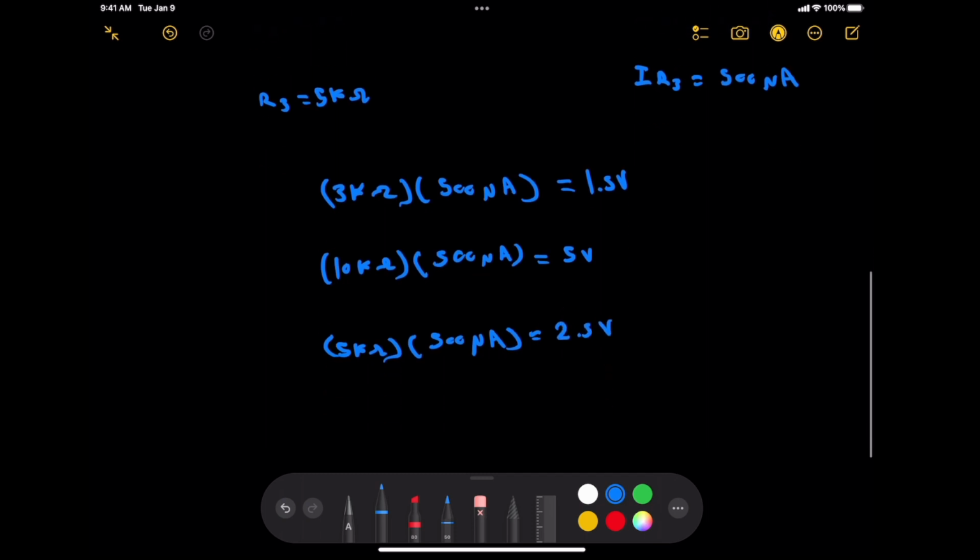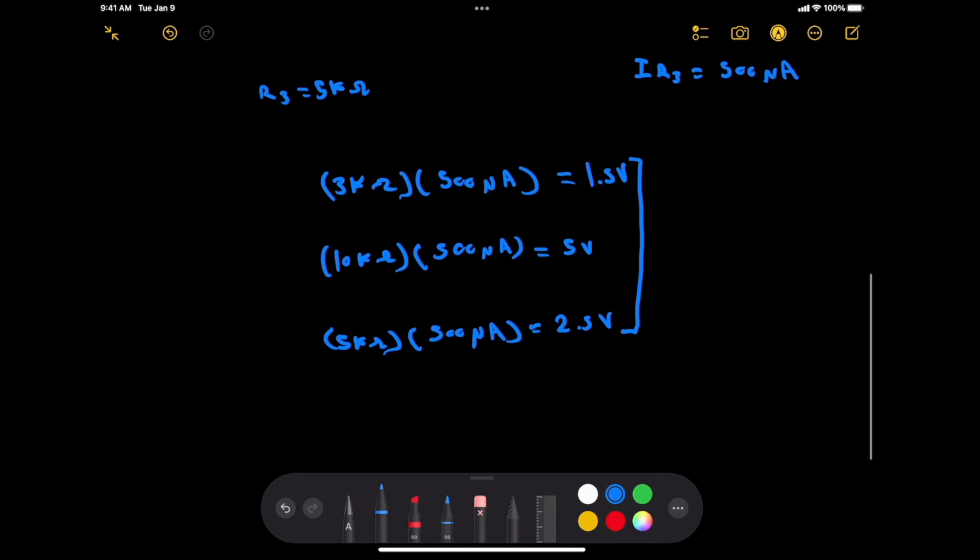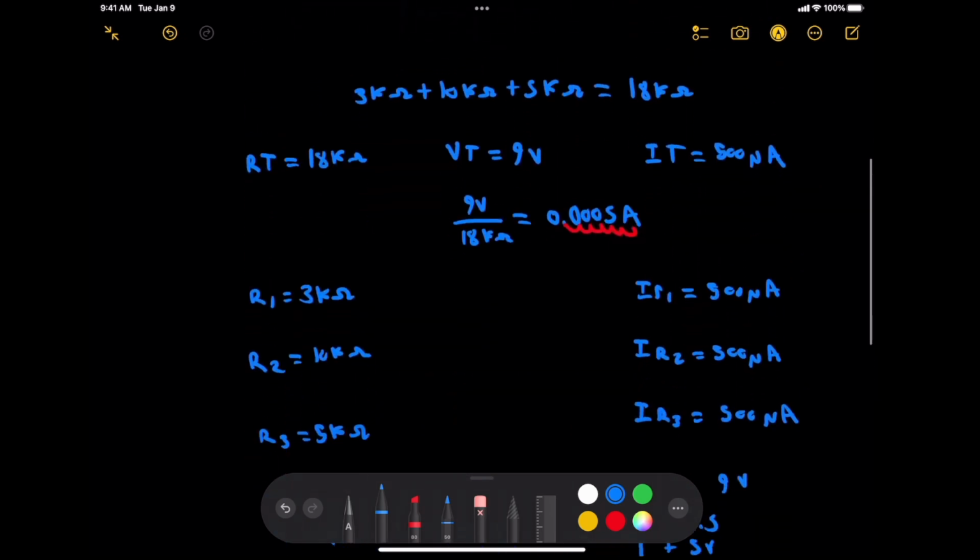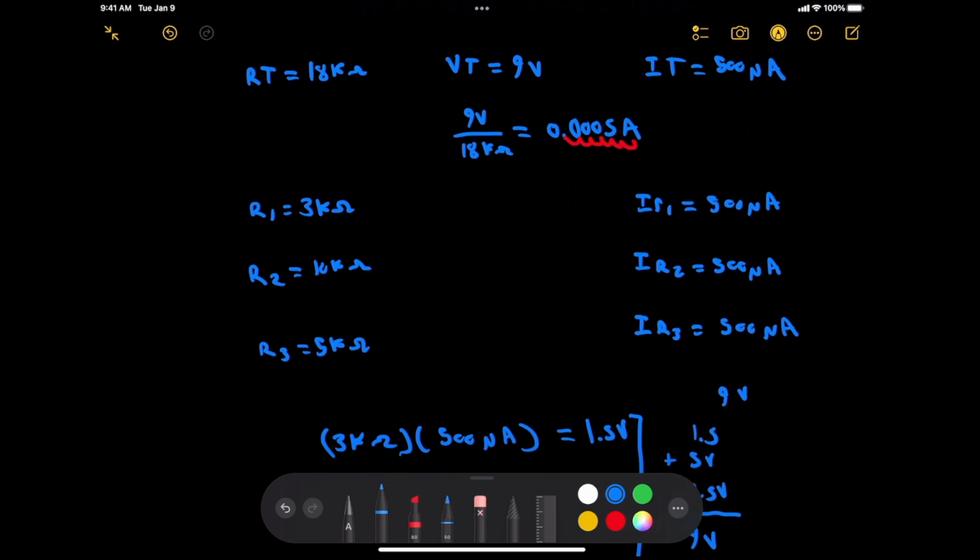So ideally, each of these added up should be equal to our voltage total. So our voltage total is 9 volts. So 1.5 volts plus 5 volts plus 2.5 volts. If you put it in your calculator to just double check, we get our total of 9 volts. Perfect. So now we know the voltage drop across each resistor. It's going to be VR1, VR2, and VR3.